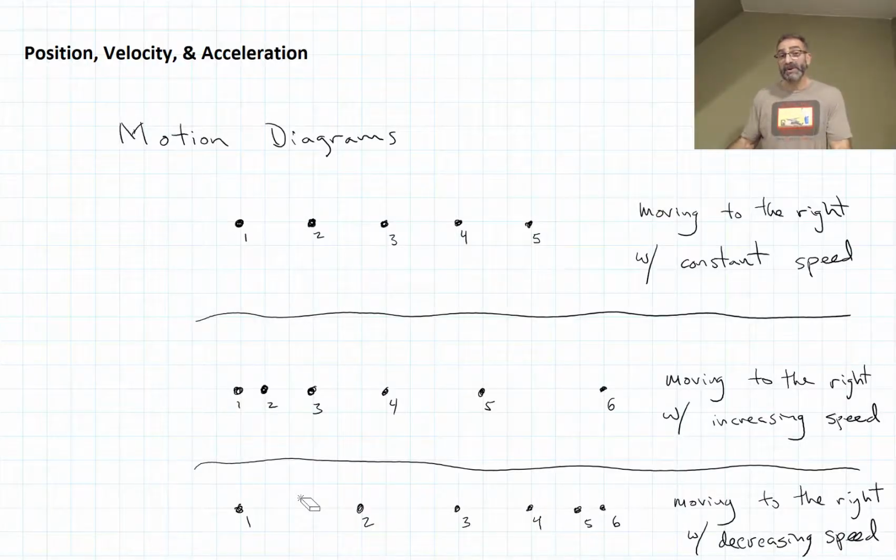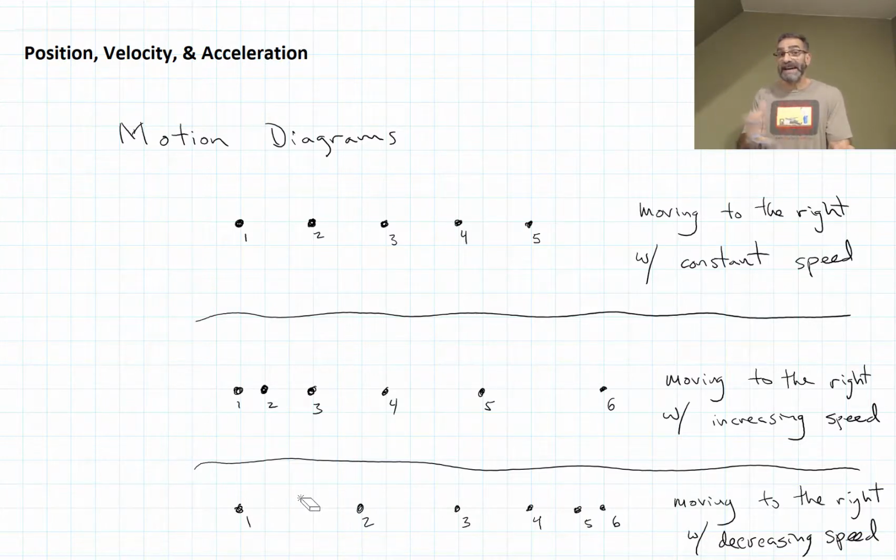Now, what about the word deceleration? Deceleration really isn't terrible because we can all agree what it means. It means the object is slowing down. The problem with the word deceleration is that it implies that acceleration means the object is speeding up. And in physics class, that is not true. Acceleration means the velocity is changing. It might be speeding up. It might be slowing down.